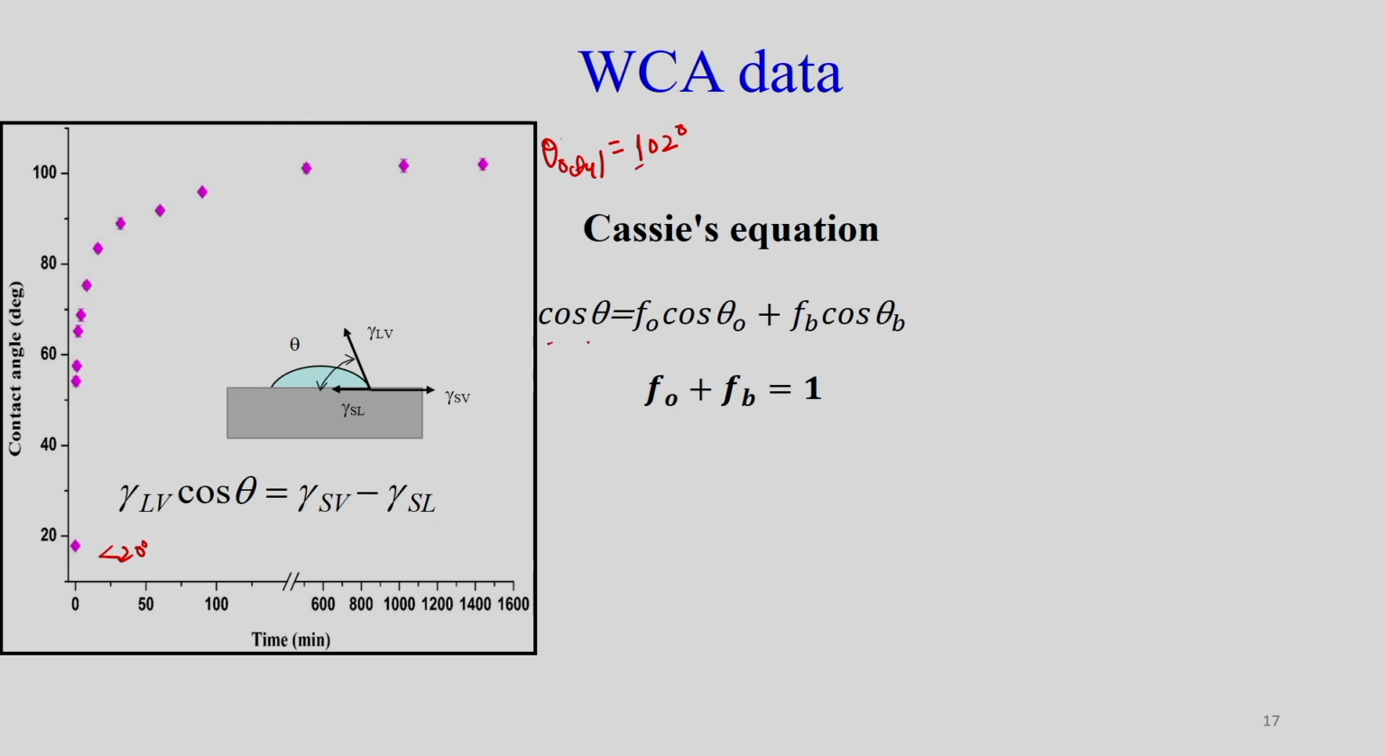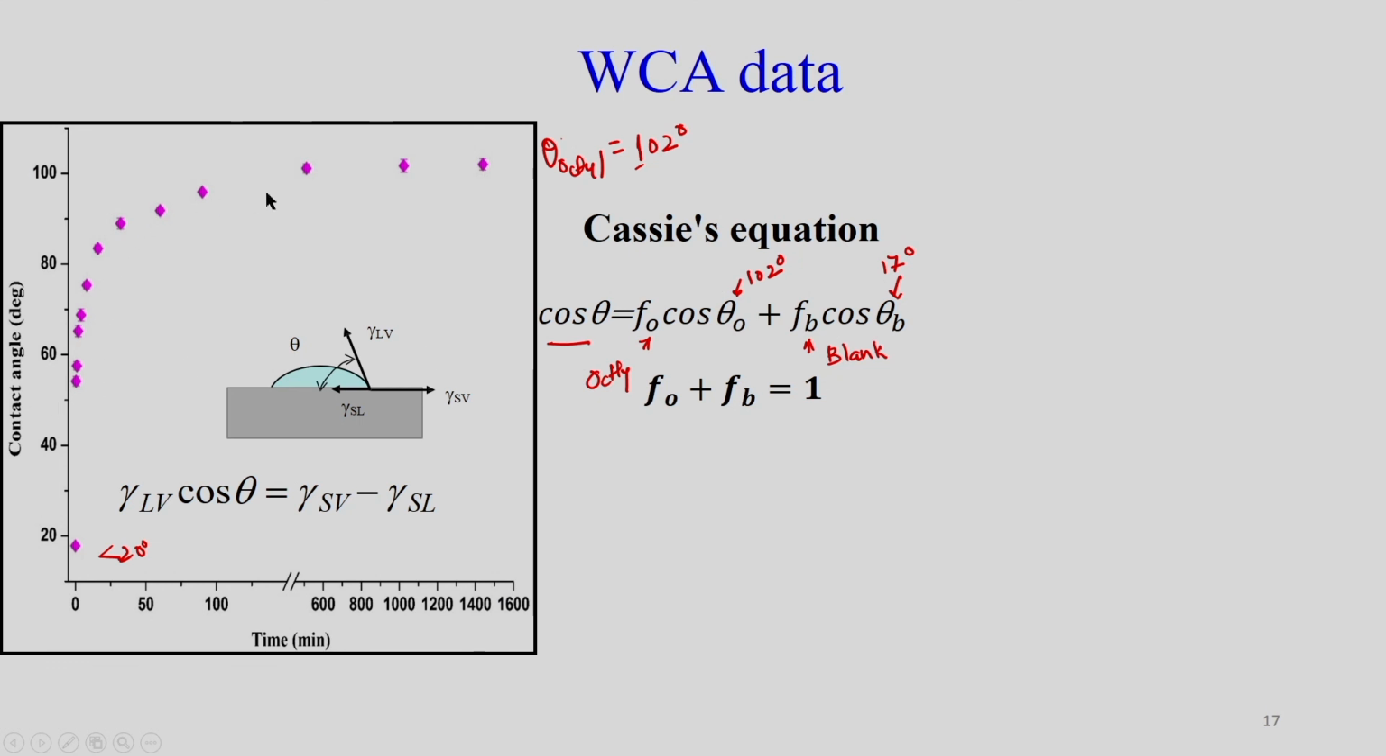So, the total will be the sum, where O refers to the octyl and B here refers to the blank or clean surface. So, as I told, theta O is completely 102 and theta B is less than, let us say, 17 or 18 something like that. So, at any time the contact angle is the sum of the fraction of octyl group present and the fraction of your blank surface, and the total fraction will always be 1.